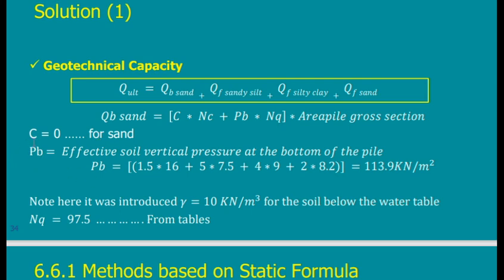Then I calculate PB, the same as we said, how to calculate PB. Add the bottom of the pile, and I get the depth of this bottom by adding the thicknesses of all layers plus the top layer that is above the pile cap. I add them all together and calculate PB.